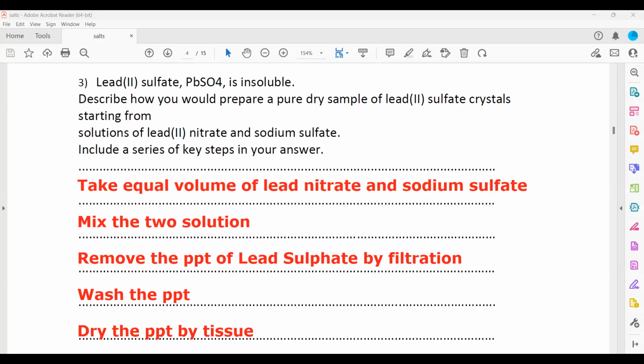So again, similar method to prepare the insoluble salt. We mix the two solutions, we filter to obtain the residue, we wash the residue by using distilled water. You have to mention by using distilled water. I just mentioned wash the precipitate, but it should be complete as with distilled water. And then dry the residue with a filter paper or tissue paper, or keep it in a warm place. You can also mention that.